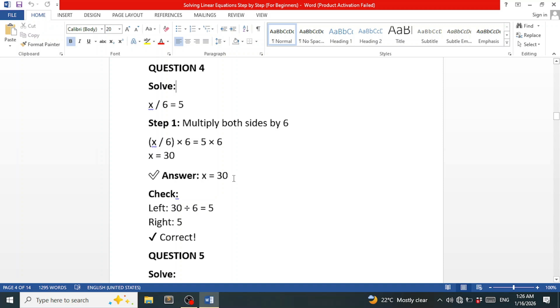So let's check if our answer is correct. On the left side, it is x over 6, that is 30 divided by 6, right here. Then you're going to get 5. On the right side of the equation, we have got 5. Is the left side equal to the right? Yes. Then the answer is correct.